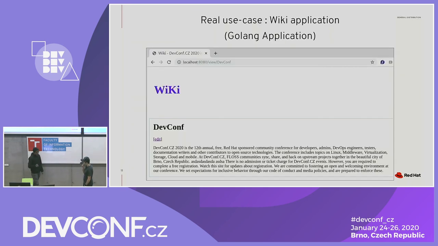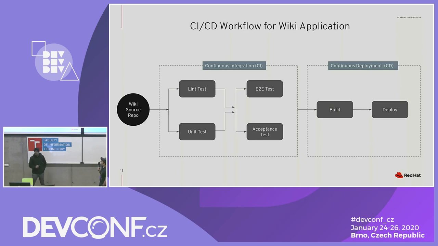Instead of speaking much about concepts, we'll do CI/CD for this application. It's a minimalistic Wikipedia application, or I would say a wiki application, which allows you to edit articles and publish them. Now we are going to build a CI/CD pipeline for this application. Let me give the high-level workflow of how the CI and CD would look.